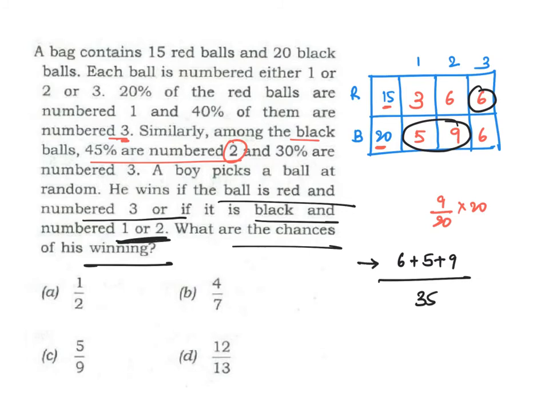So our favorable outcomes are 20, total outcomes are 35. Therefore 20 out of 35, 5 fours are 20, 5 sevens are 35. The answer is 4 by 7. So it's like a probability question. In the numerator you have to write the number of chances favorable to that particular event. In the denominator you write the total number of occurrences. So it's 20 by 35, 4 by 7.